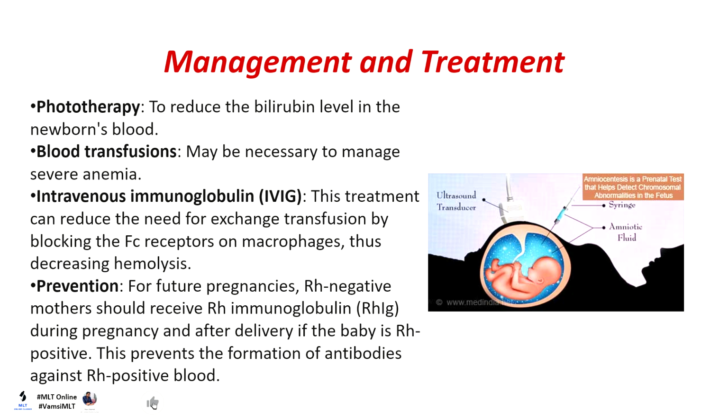Prevention. For future pregnancies, Rh-negative mothers should receive Rh immunoglobulin, RhIG, during pregnancy and after delivery if the baby is Rh positive. This prevents the formation of antibodies against Rh positive blood.